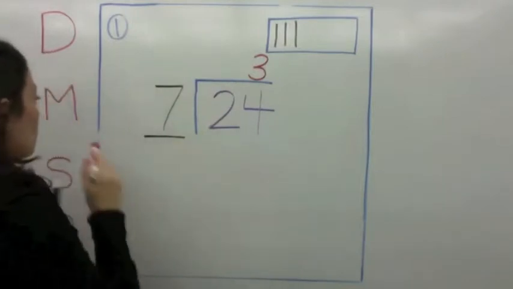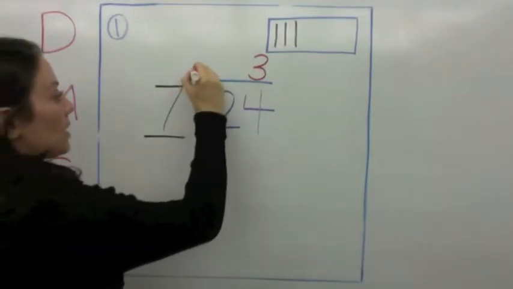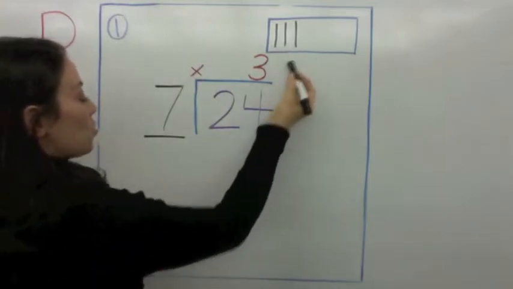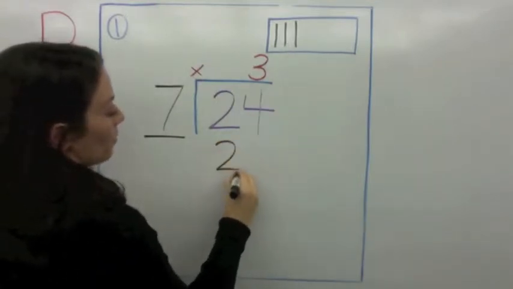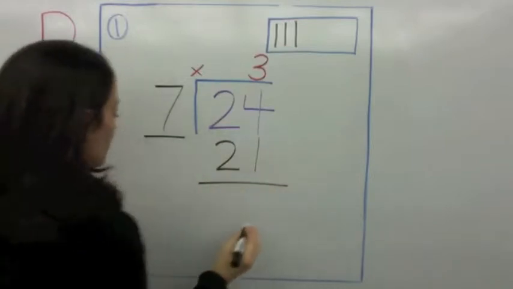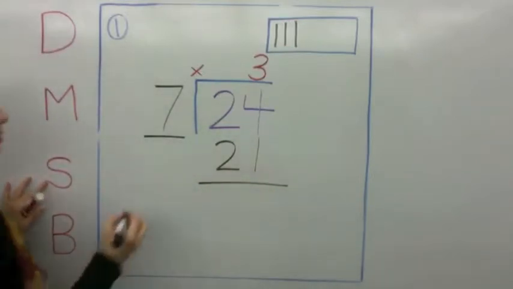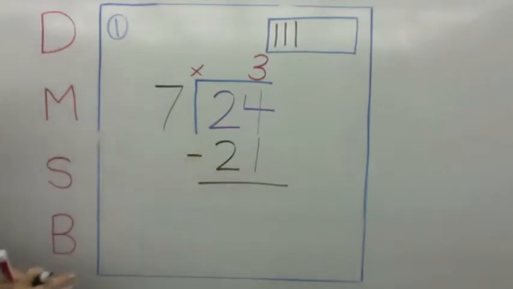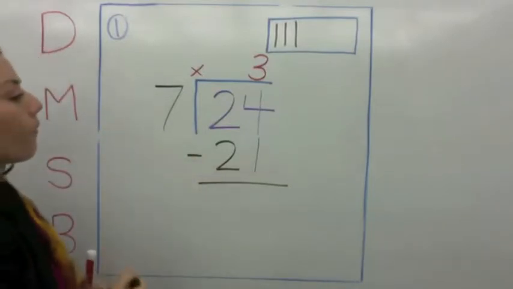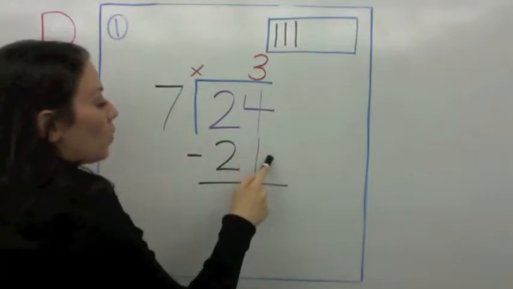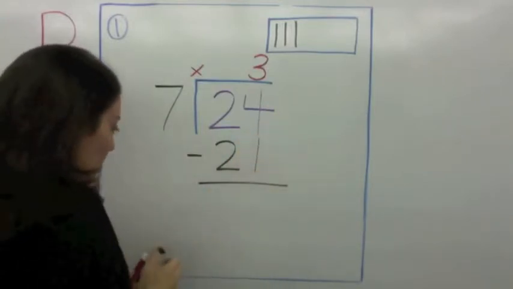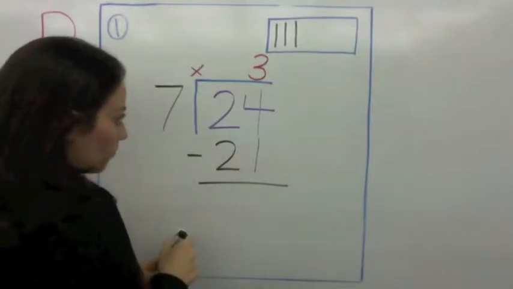Now we're going to multiply. 3 times 7. Well, 3 times 7 we know is 7, 14, 21. So then we put 21. And the third step is to subtract. So we're going to subtract 4, take away 1. It's 24, take away 21, but we just do 4, take away 1, which is 3.